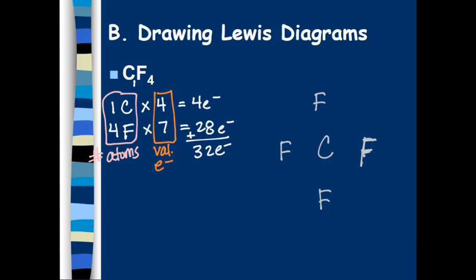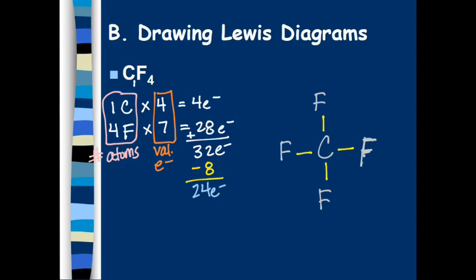Third step says form bonds between atoms. Between the central atom and the surrounding atoms, there are my bonds. A dash represents 2 electrons. How many dashes do I have? There are 4. 4 times 2 is 8. So I have taken care of 8 electrons just now. 32 minus 8 is 24. So I have 24 remaining electrons.